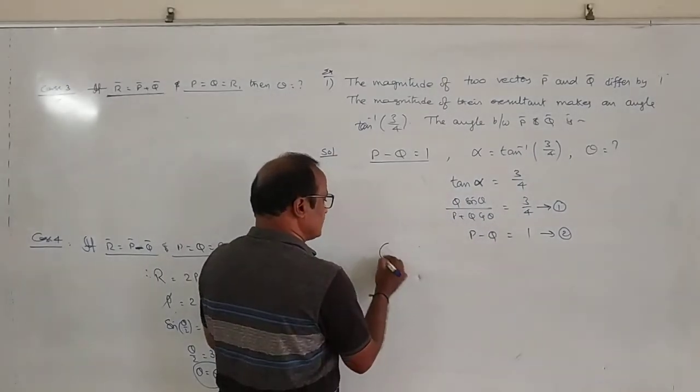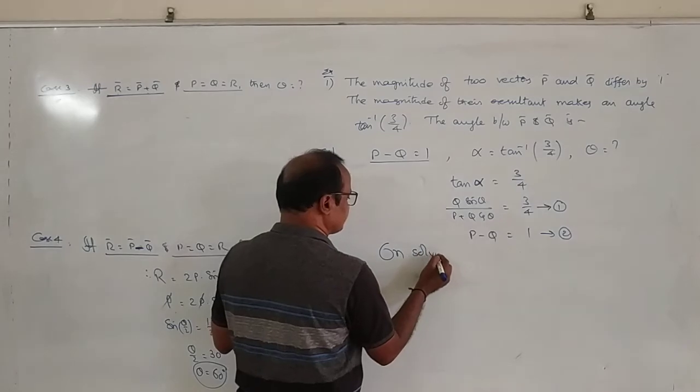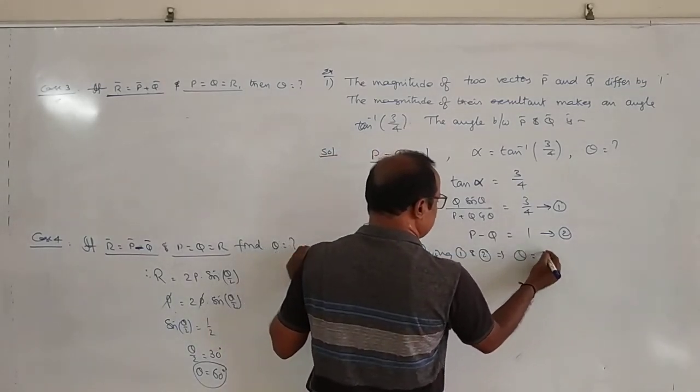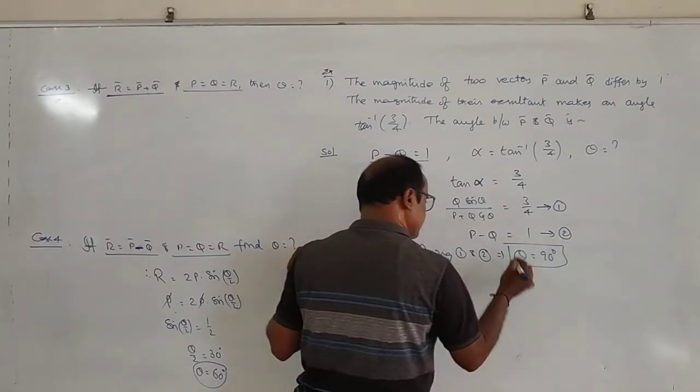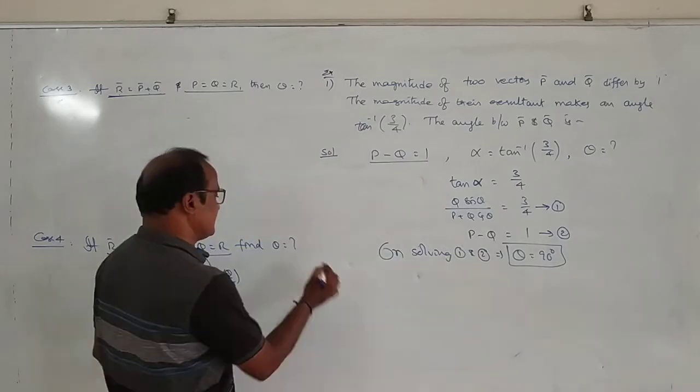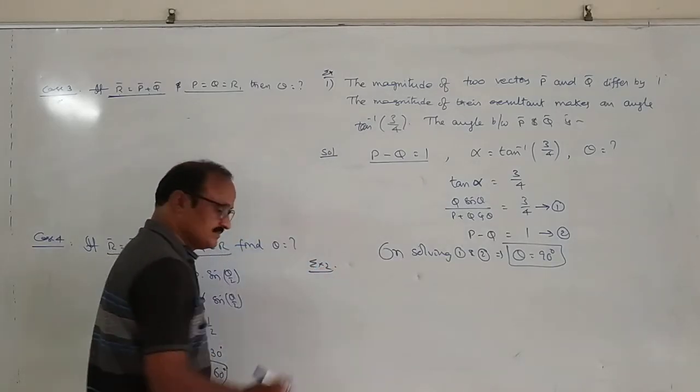So on solving equations 1 and 2, we get the angle theta becomes 90 degrees. Theta equal to 90 degrees. Solve this. Right. Next, there is the second example.